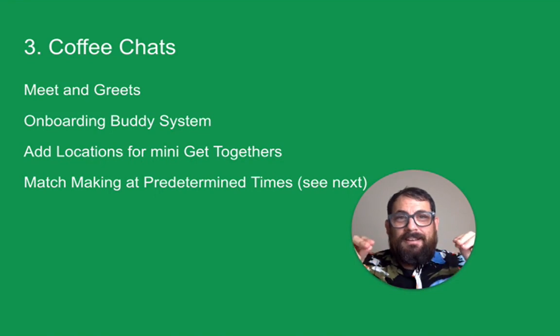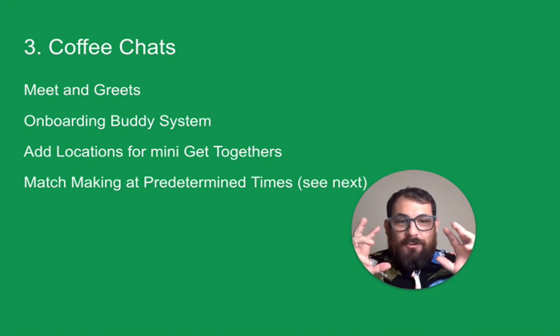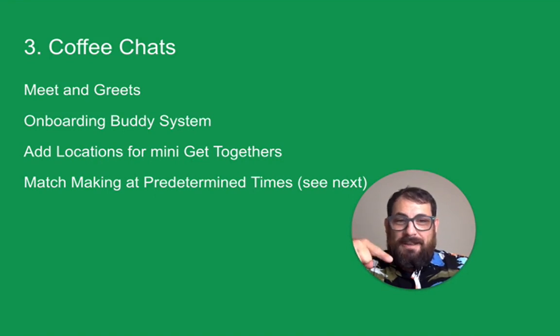Your community, if it is online, it is probably worldwide or very disparate locations. And you want to get people together, but you might not know if they actually want to show up. One thing you can do is virtual meetups or coffee chats at a specific time. Actually, in the next one, I'm going to talk about predetermined times of matchmaking.